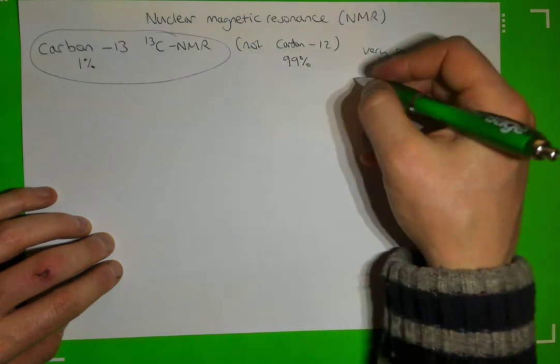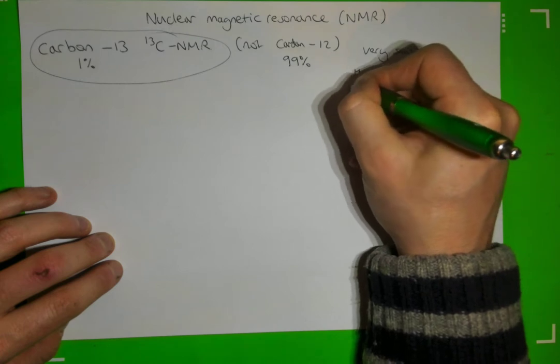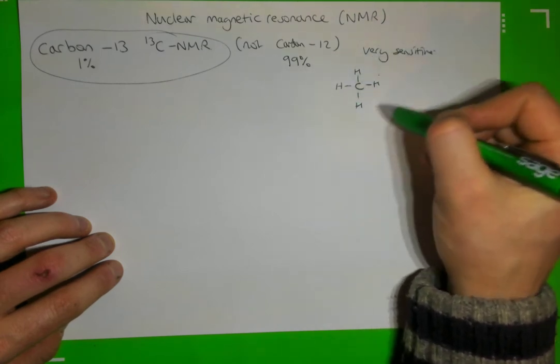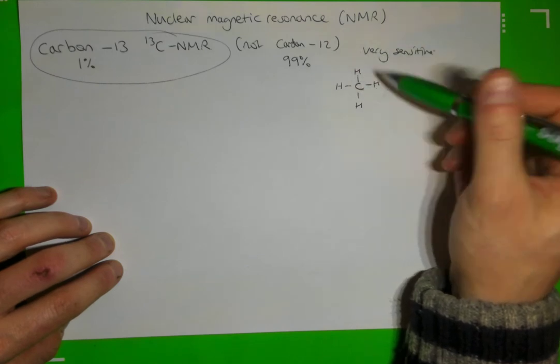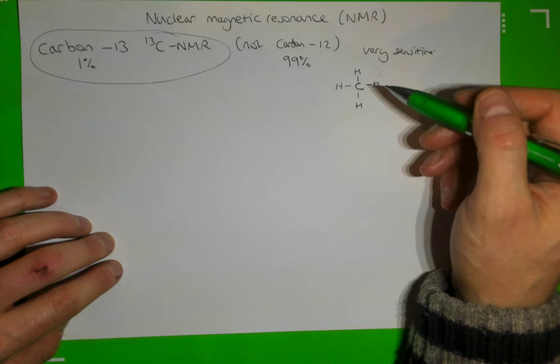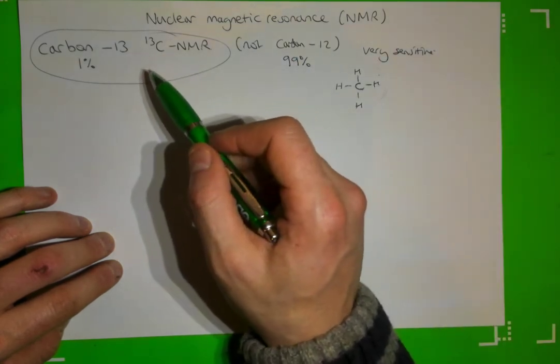So if we had a sample, let's say the sample was methane, for every 100 methane molecules, 99 of the carbon atoms would be carbon-12, and one carbon atom might be carbon-13 in that particular sample. So it's only the carbon-13 atoms that we actually detect in here.